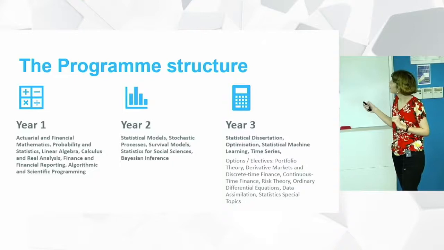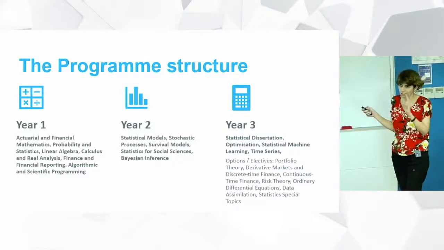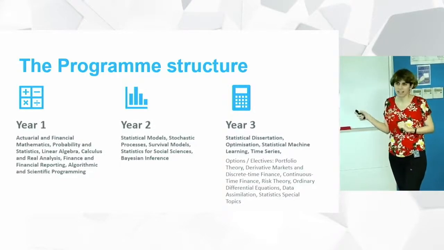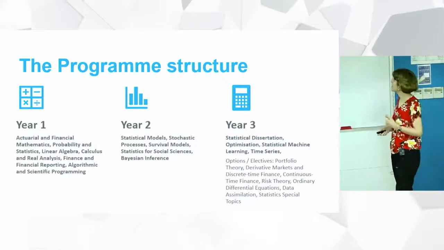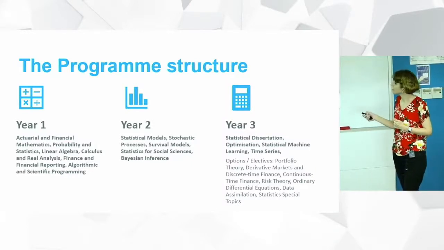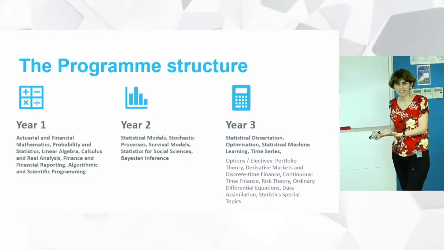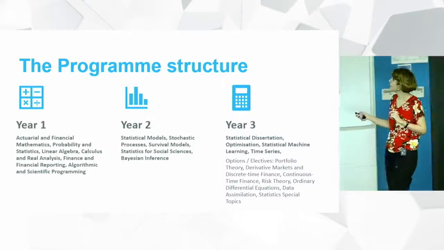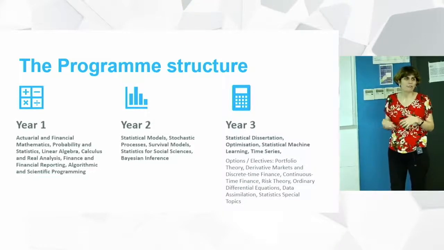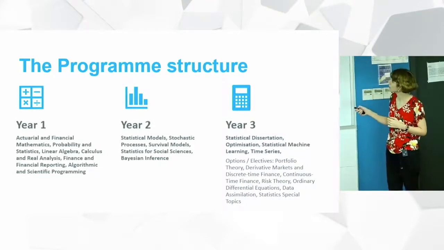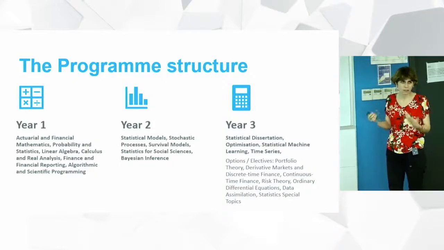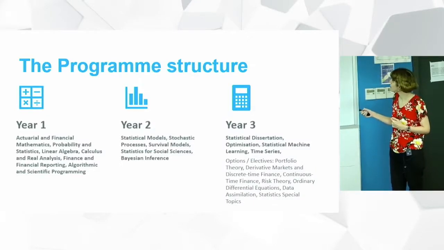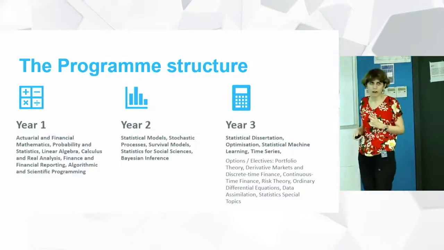And in year three, we have one course, which is in fact two courses, which are exclusive for our SDS students. And this is in fact a statistical dissertation, one in the first semester and the other one in the second semester. We have different electives. So if you study data science and you think, okay, I still want to know a little bit about finance, that's fine. You can take these subjects as optional subjects. So we have portfolio theory and derivative markets. These are compulsory for actuarial science students, but optional for data science students. We have data simulation and statistical special topics for our SDS students as well.